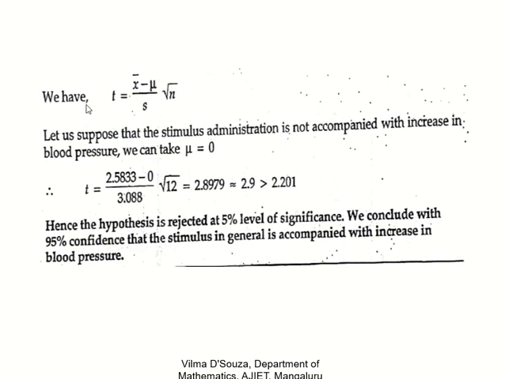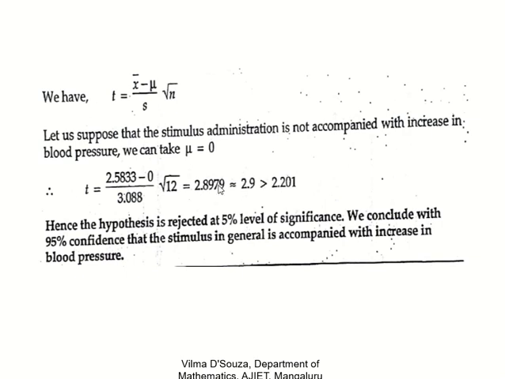So t is equal to x bar minus mu by s into root n. Let us suppose that the stimulus does not cause any increase in the blood pressure, so take mu is equal to 0. X bar is 2.5833 minus mu is 0, divided by s, that is 3.088, into root n, that is root 12. So when you calculate, you will get it as 2.8979.